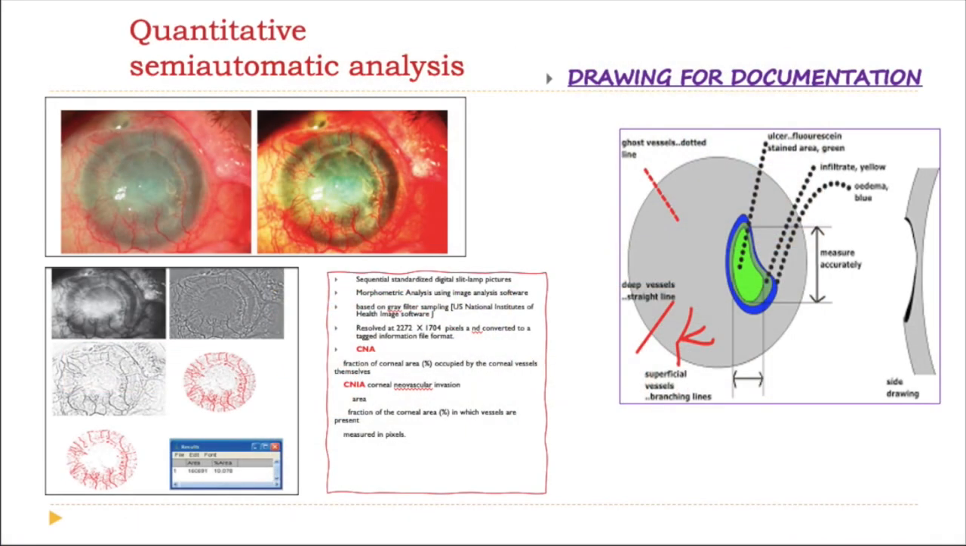It is very important to document the vessels preoperatively and postoperatively in order to treat them and assess the outcome. Though there are sequential high-resolution digital photography and semi-automatic software options to highlight and collate the corneal neovascular areas, simple drawings in accordance with a quadrant and clock hour seem to be an efficient and least cumbersome method of documentation. Superficial vessels are documented as a tuft, deep vessels as straight lines, and ghost vessels as dotted black lines.